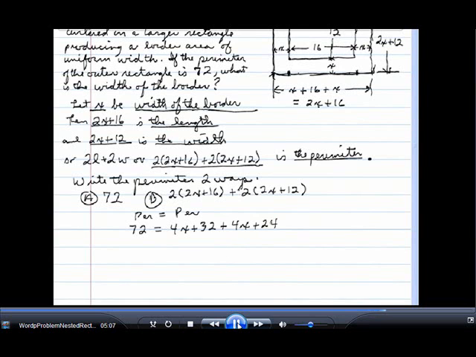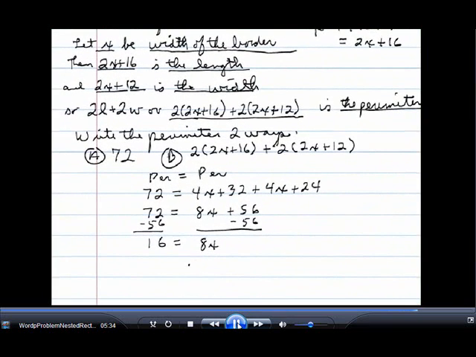And now just simplify that right side. 4x plus 4x is 8x. 32 plus 24 is 56. So I get 72 is 8x plus 56. I move the 56 to the other side, really by subtracting 56 from both sides, and I get 8x is equal to 16. x is equal to 2. The border is of width 2.